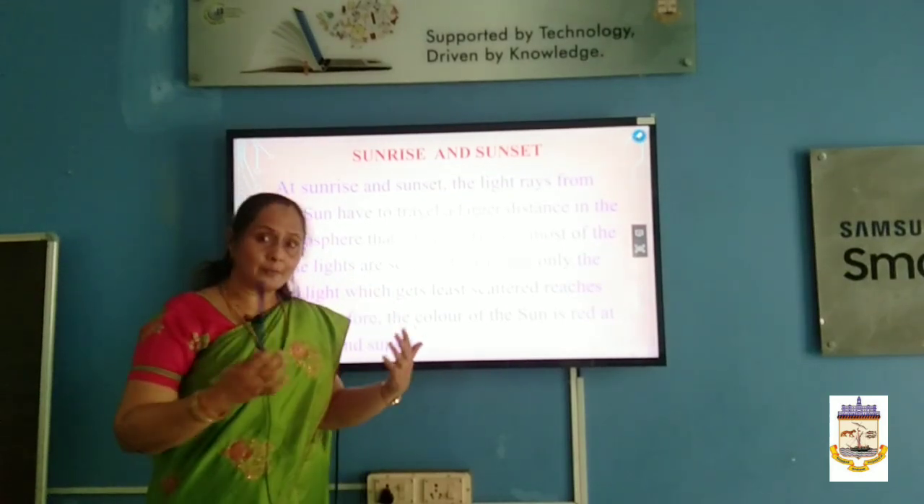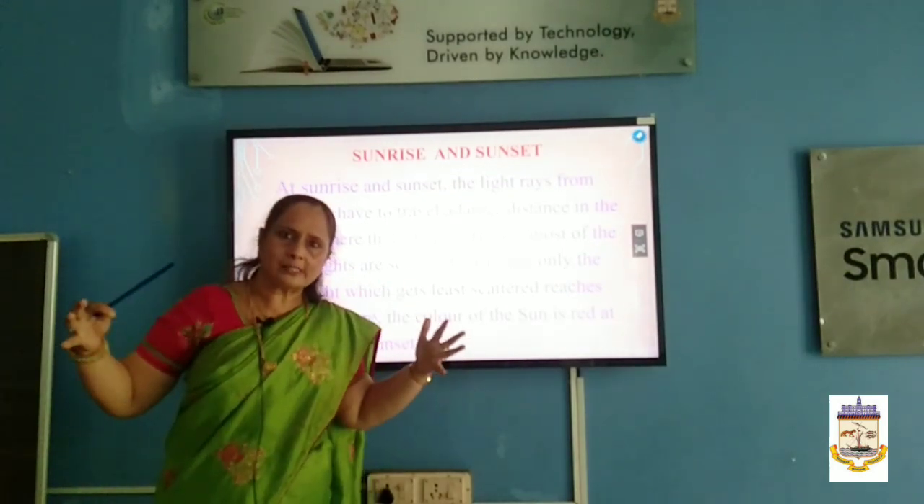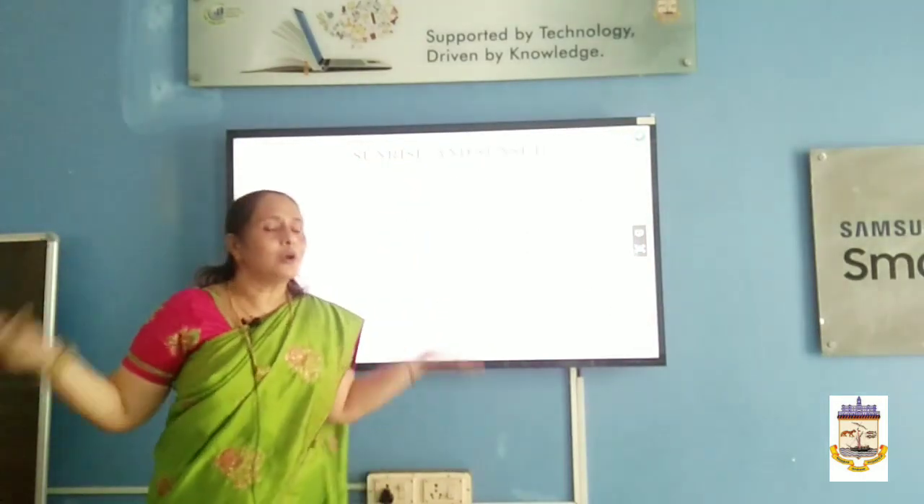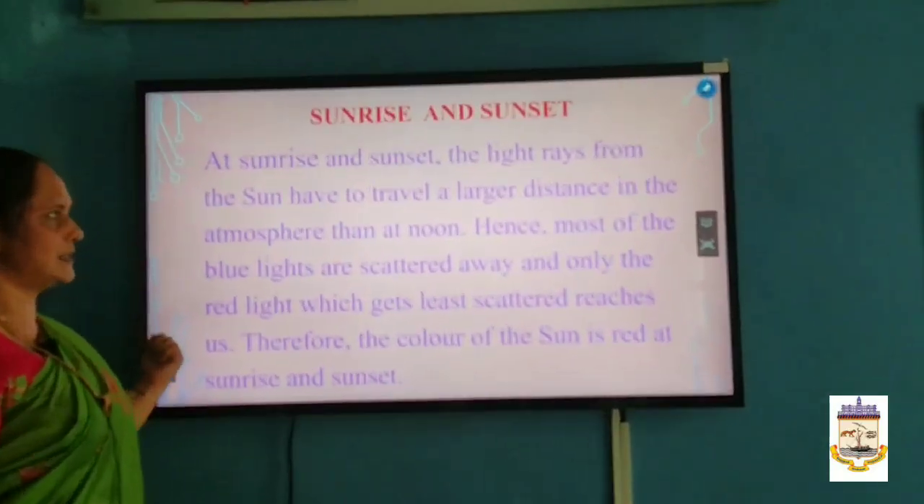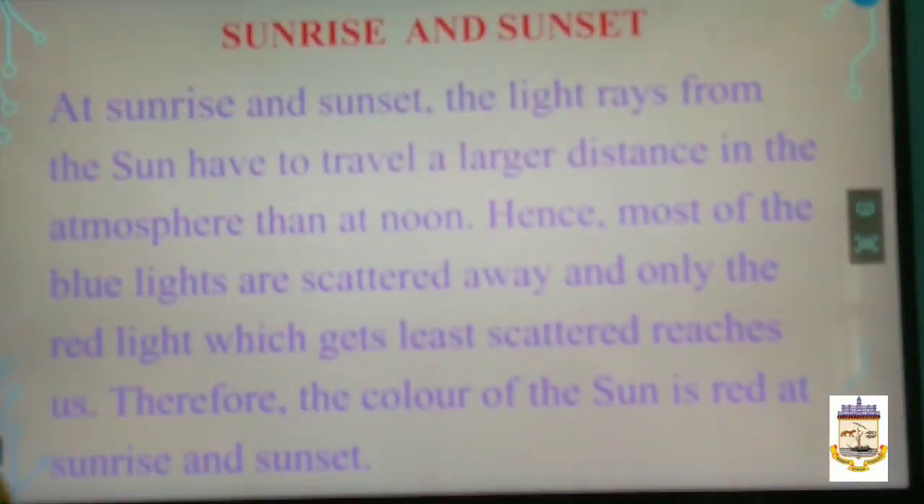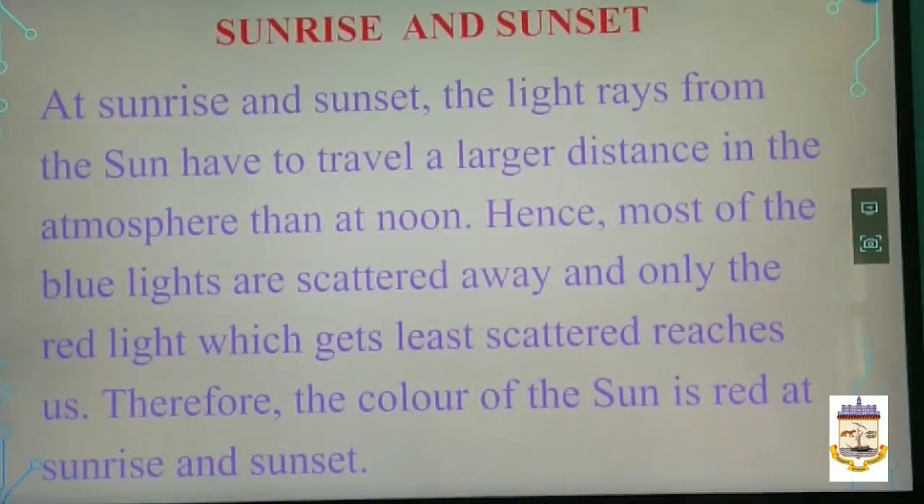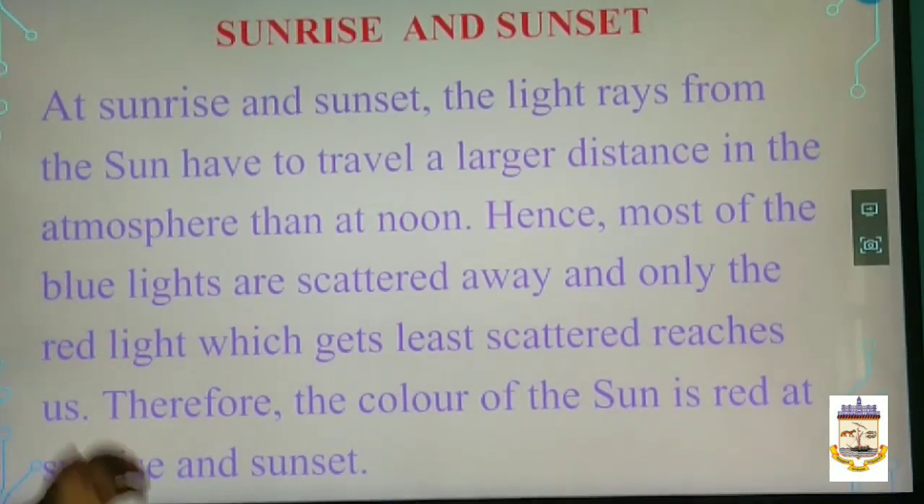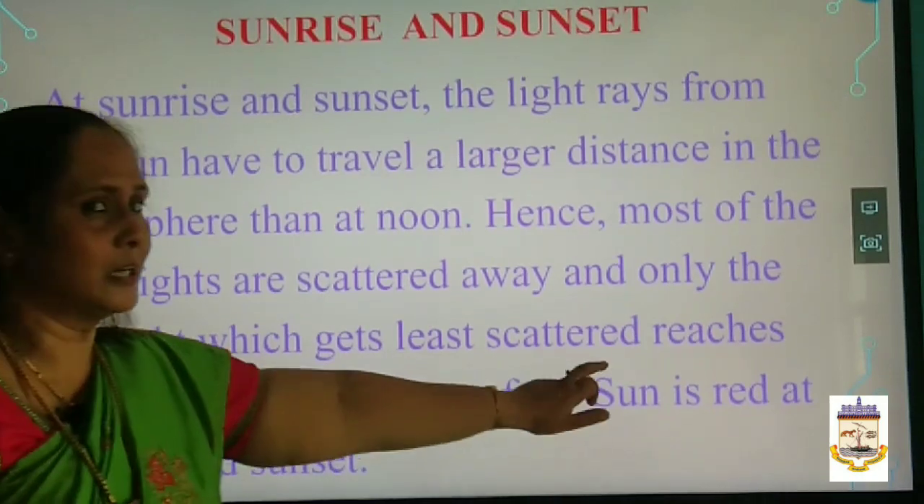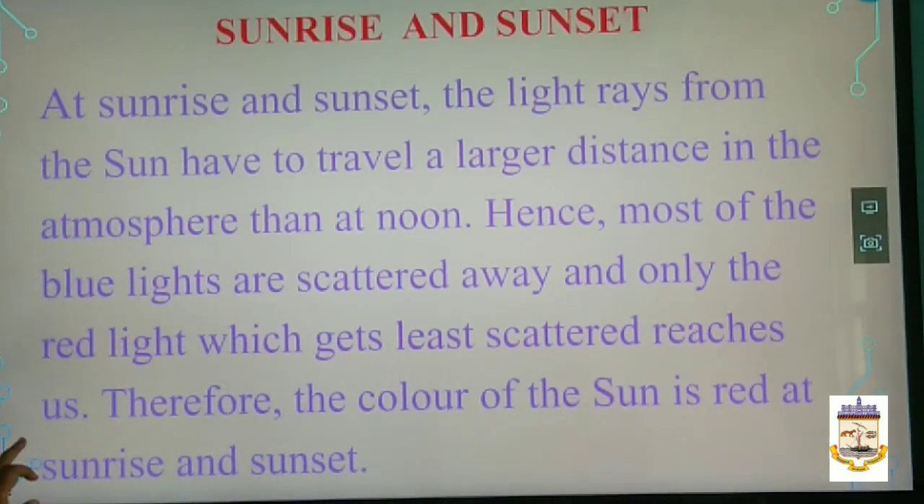So by the time it has traveled, all the blue rays scatter away. So what rays will reach us? Just before we have seen, isn't it? Red light reaches us. Hence, most of the blue light is scattered away and only the red light, which gets least scattered, reaches us. Therefore, the color of the sun is red at the time of sunrise and sunset.